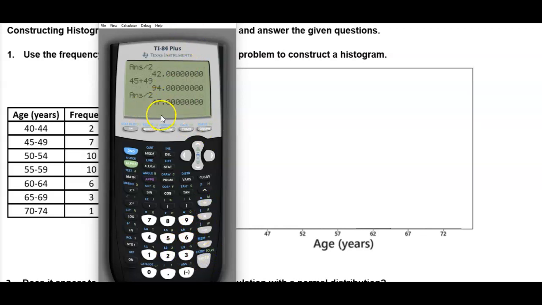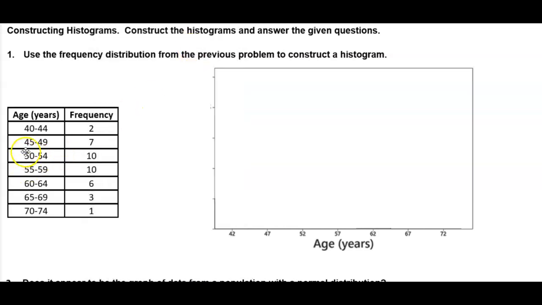Now if you wanted to, you can continue to do that, or we know that the class width is 5, so we just need to add 5 to each particular number. This is the midpoint of each of the classes, so now we can complete the horizontal axis. Now we want to take a look at the y-axis, which is the vertical axis. So we're going to call this the frequency.